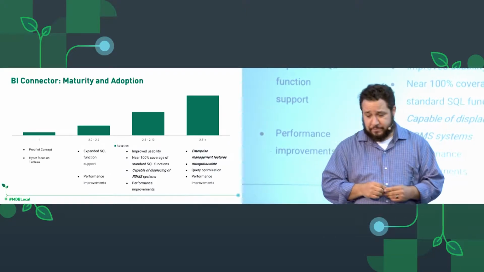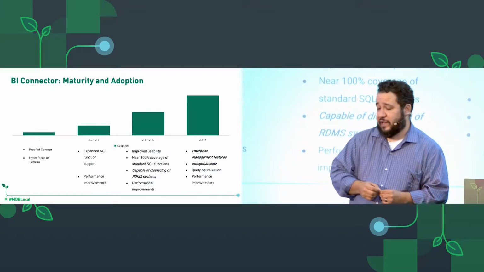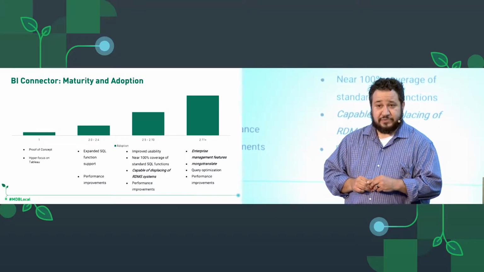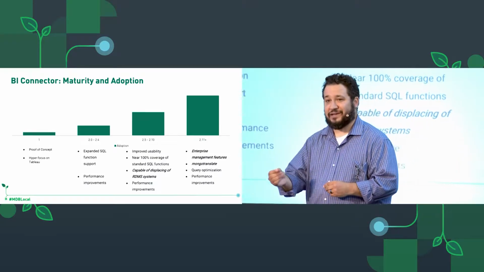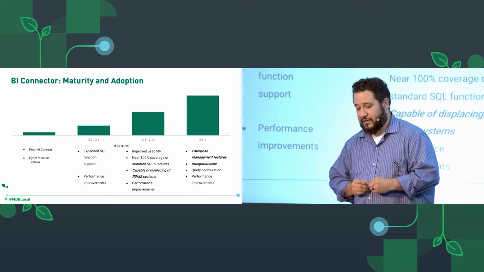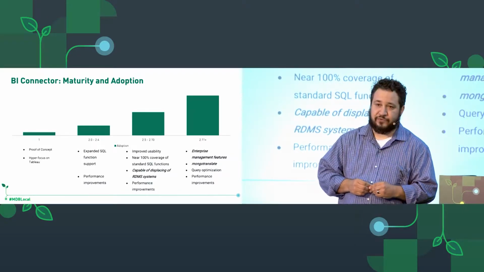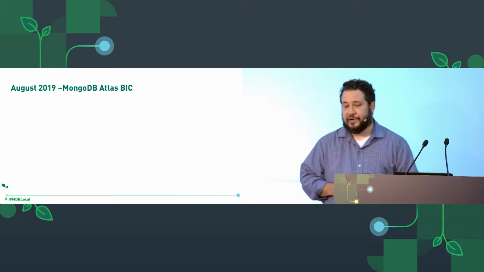So that was great. Now, in 2.11, which was released in May, and then of course 2.12, which was released last week, we've really focused more on enterprise management features. We released a utility called Mongo Translate, and I'll talk a little bit more about that later on. And of course, we continue with query optimization and performance improvements. So the question is, well, how well do we do?